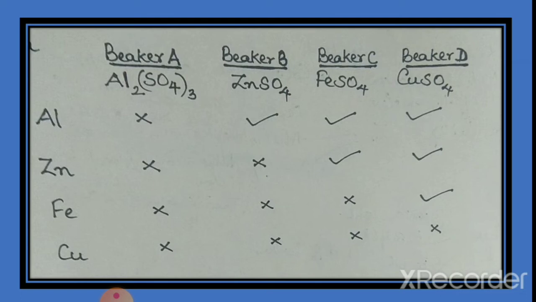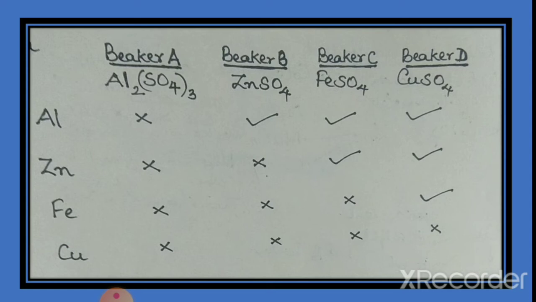Whereas in beaker B, reaction will occur since aluminium is more reactive than zinc. Similarly, in beaker C, reaction will occur since aluminium is more reactive than iron. In beaker D also, reaction will take place since aluminium is more reactive than copper. This shows that aluminium is more reactive than zinc, iron and copper.